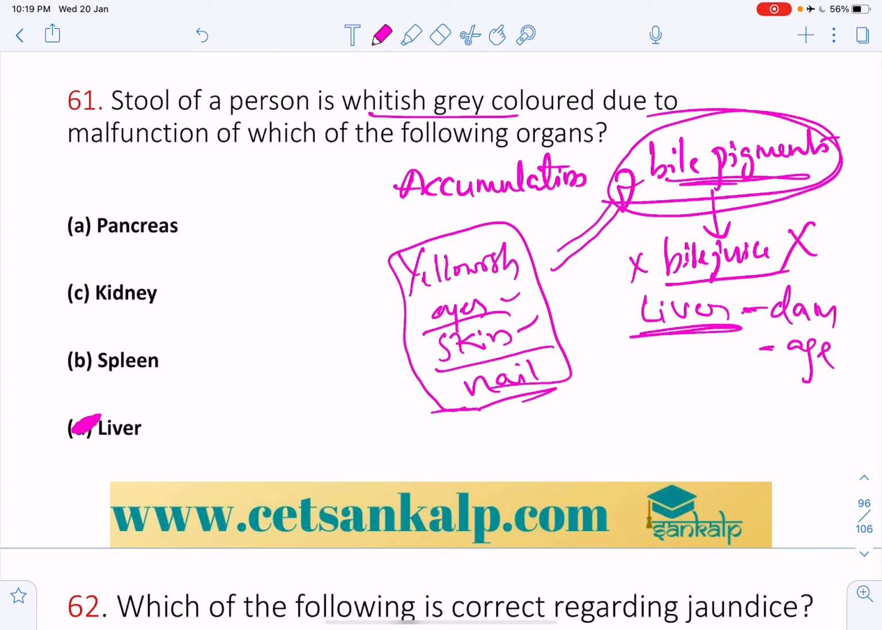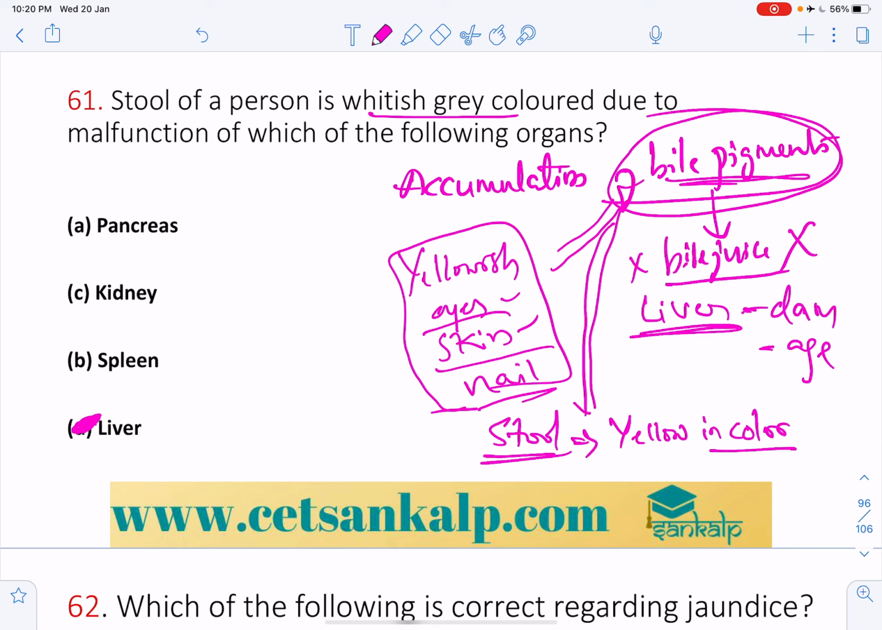So, whitish gray color. Why? Because, sir, why whitish color? Generally stool is yellow in color. Why? Because of these pigments, which are eliminated with the help of bile juice.